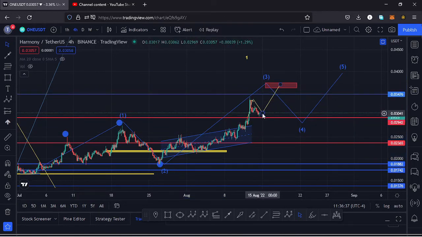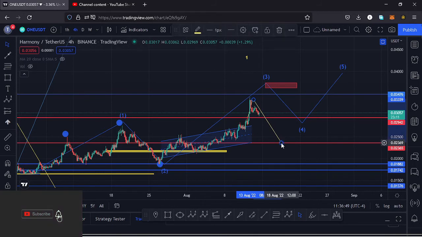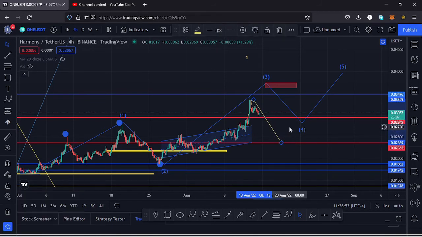And it's also possible that as we try to have a retest of this key area of resistance, we can lose that key area of support, and in case that happens, then lower prices could be coming our way, and that movement could take us to around the $0.02369 mark, which is a key area of support.